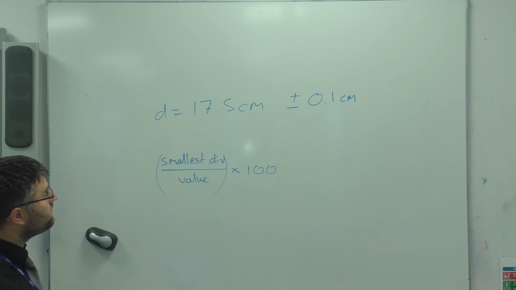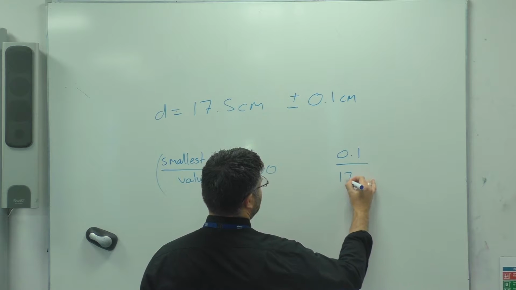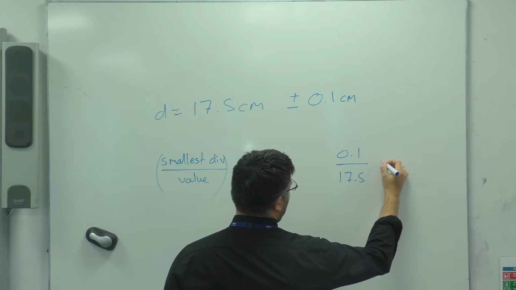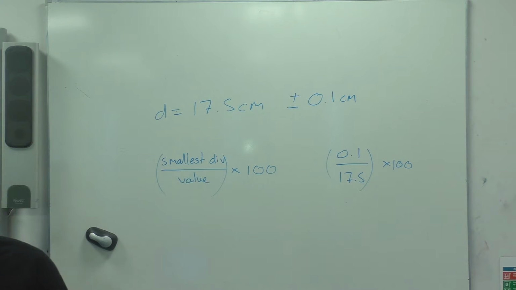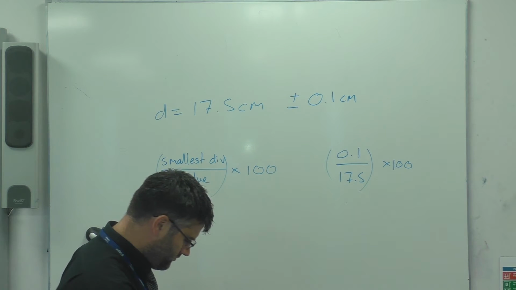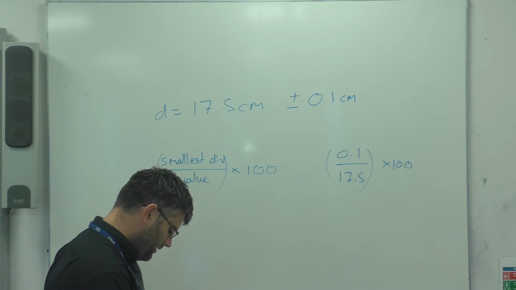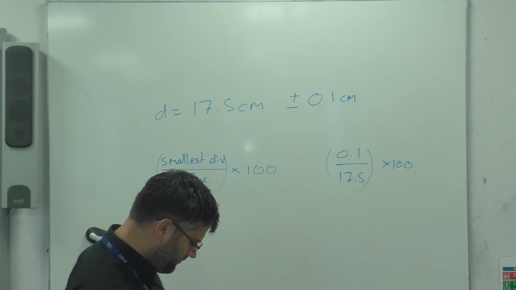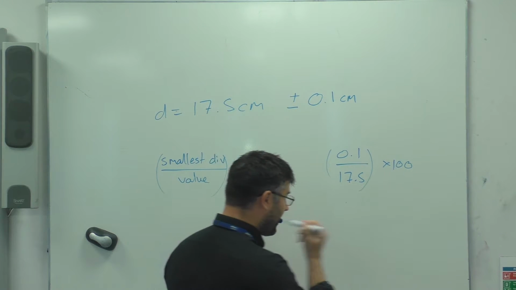So in this case, we've got 0.1 divided by 17.5, and we're going to times that by 100. 0.1 divided by 17.5, so that's 0.57%.